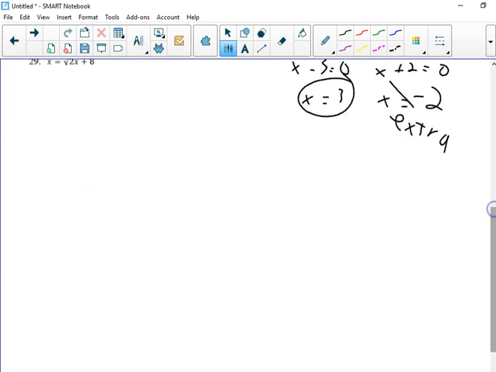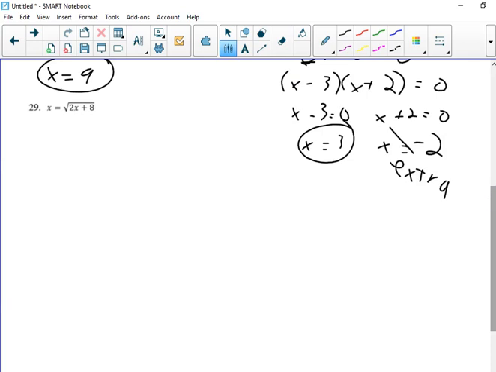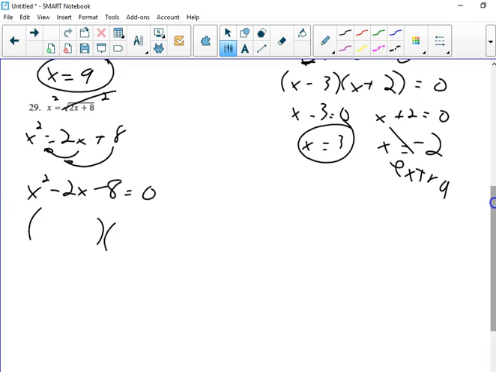Whoops, too far. Last one. Square both sides. Boom. X squared equals 2x plus 8. Move these over by subtraction. X squared, oops, sorry, minus 2x minus 8 equals 0. Again, I need 2 numbers that multiply to give me 8 that differ by 2. Well, that's going to be 4 and 2. I want more negatives. This is going to give me x equals 4, and this is x equals -2.